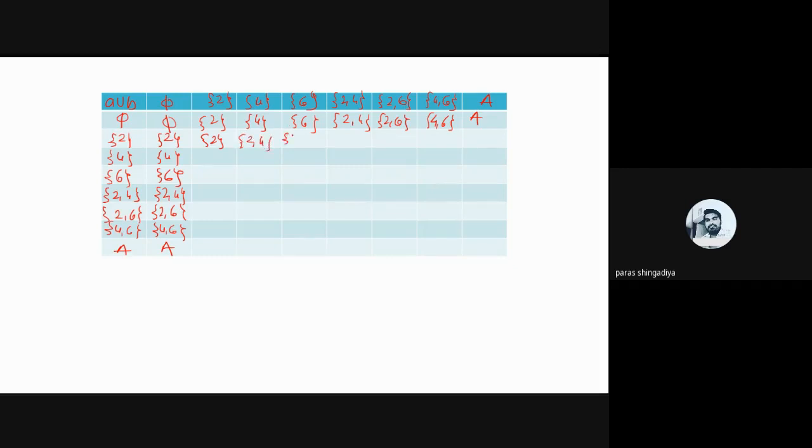2 with 6, it will be 2 6. 2 with 2 4, now 2 is common there, so consider it one time, and the next number is 4. Now 2 with 2 6, so 2 is common, so the answer is 2 6, and 2 with 4 6, so it becomes 2 4 6. Okay, now it includes 3 entries there, so we can easily manage in this box. If it includes more entries, like 2 4 6 8 10, let us take any one.